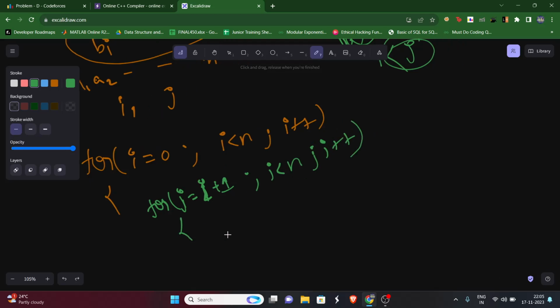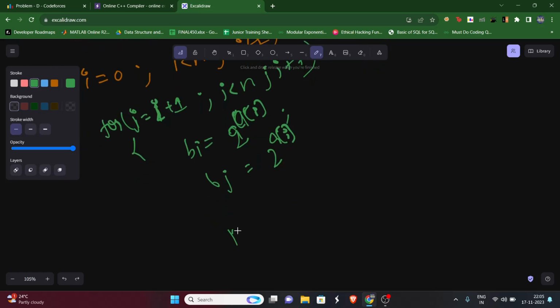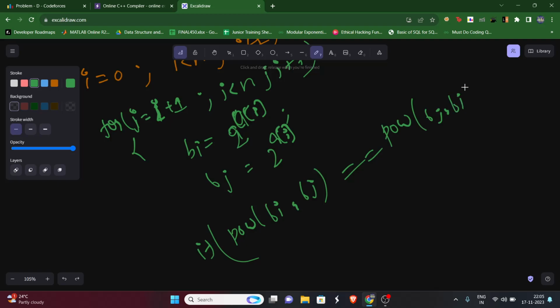Here we can simply calculate the values. How can we calculate the values? We know that b of i can be written as a to the power 2 to the power a of i, and b of j can be written as a to the power 2 to the power a of j. From here we can check if power of b of i and b of j is equal to power of b of j comma b of i. If this is equal, we can simply increment our answer.